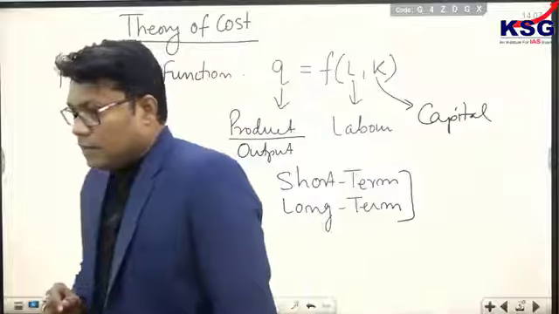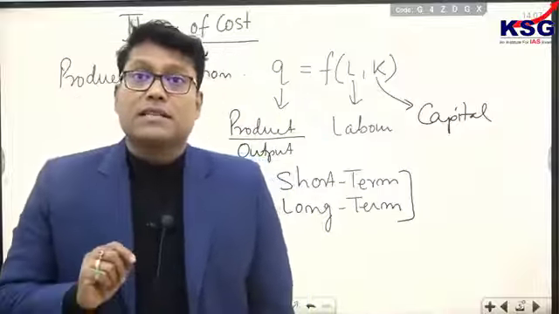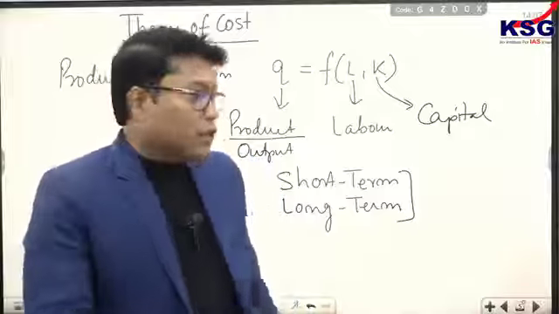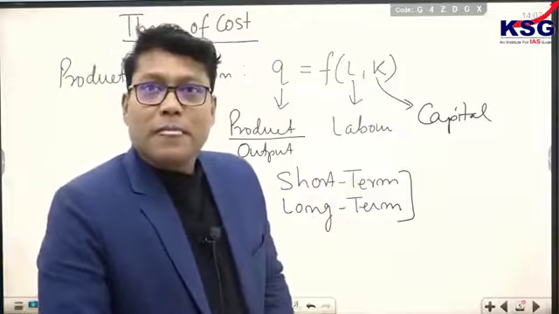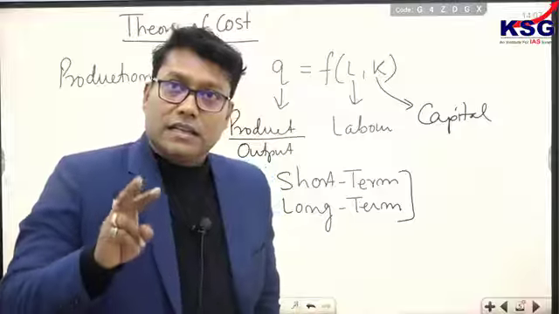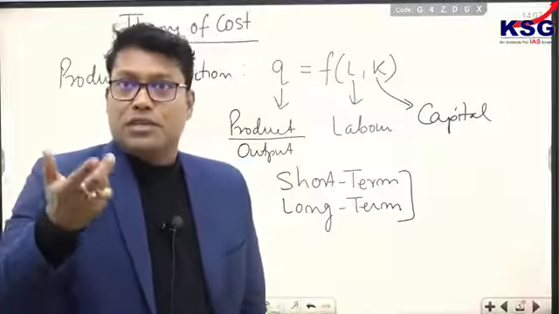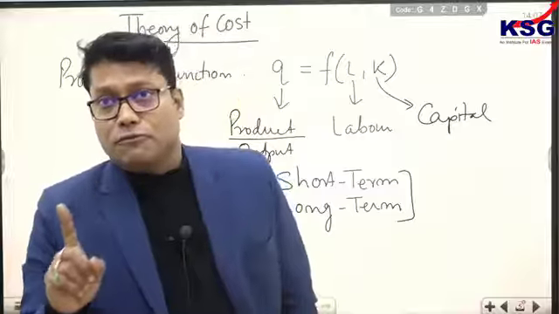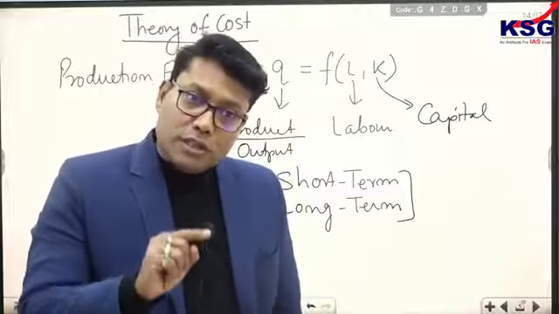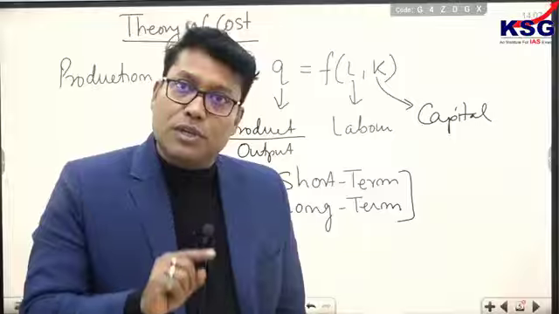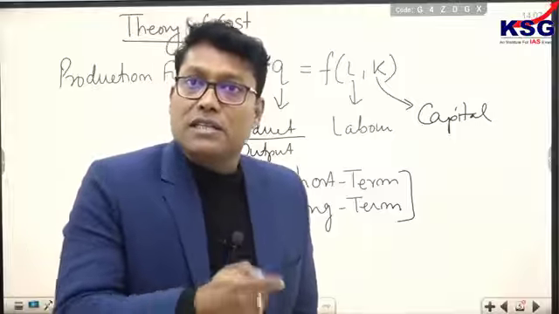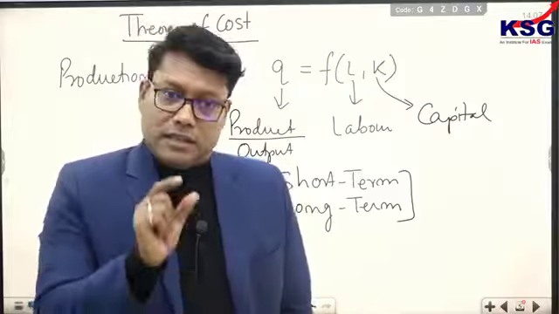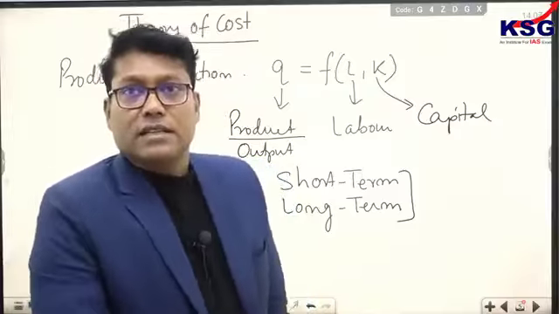Clear? So, you can ask me, sir, what is the time period? 1 month, 2 months, 6 months? No, dear. The short term you cannot define in this way. Simply, there are two types of inputs we generally consider: one is the fixed input and one is the variable input. So short term is a time period during which you cannot change the fixed factor or fixed input. That period we can say is a short term.